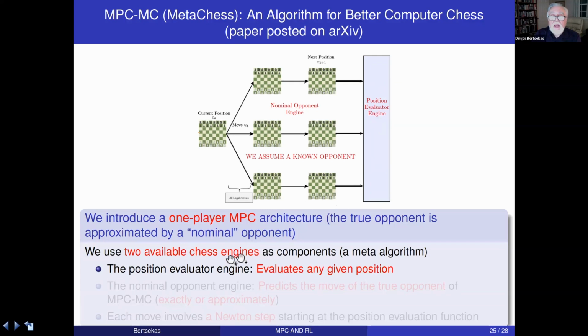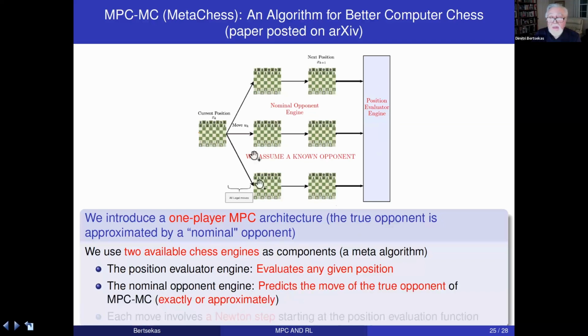So this is an architecture that involves existing computer chess engines as components. That's why we call it a meta algorithm. And there is the position evaluator engine, which evaluates the position right over here, and the nominal opponent engine that predicts the move of the true opponent of MPC-MC, either exactly or approximately. What's important is that the nominal opponent is a pretty good player. So even if the prediction is approximate, the move predicted is still good.